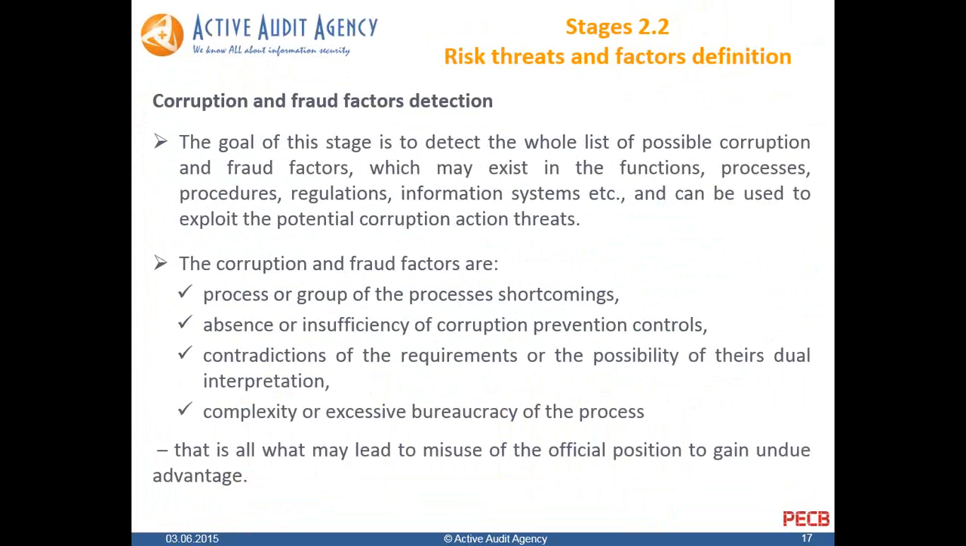The goal of this stage is to detect the whole list of possible corruption and fraud factors which may exist in the functions, processes, procedures, regulations, and information systems. In our country, our legislation has some fraud factors and can be used to exploit potential corruption action threats. The corruption and fraud factors are vulnerabilities that can be used for corruption or fraud actions.